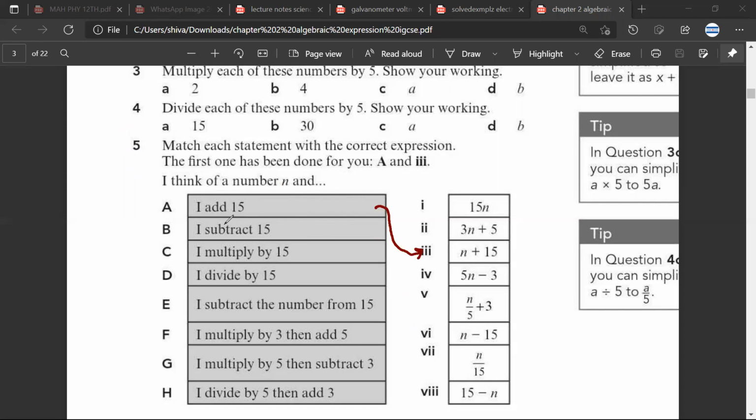I think of a number n and I subtract 15. Now this 15 is subtracted from n. So it will be n minus 15. n minus 15. Sarthak, is it correct?